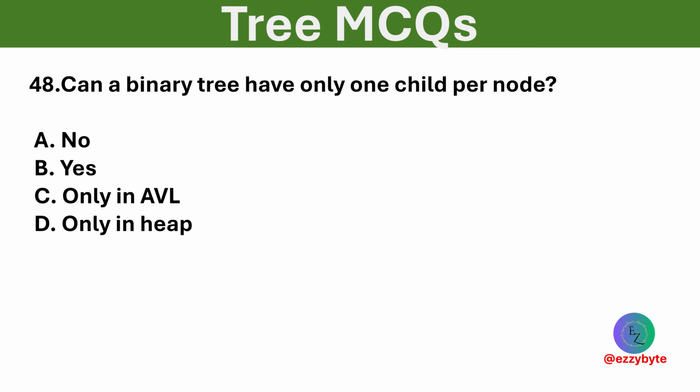Can a binary tree have only one child per node? Options are no, yes, only in AVL, and only in heap. Option B is correct. A binary tree allows 0, 1 or 2 children.